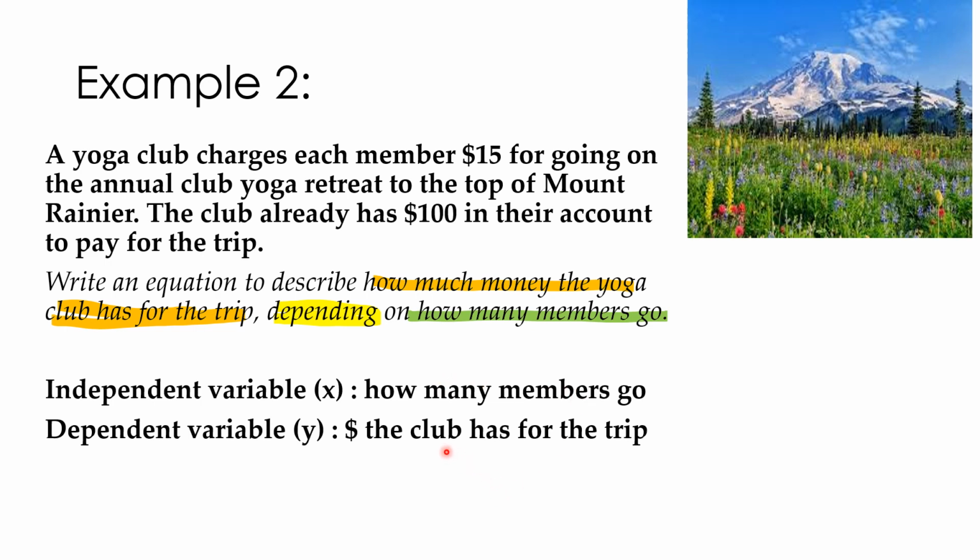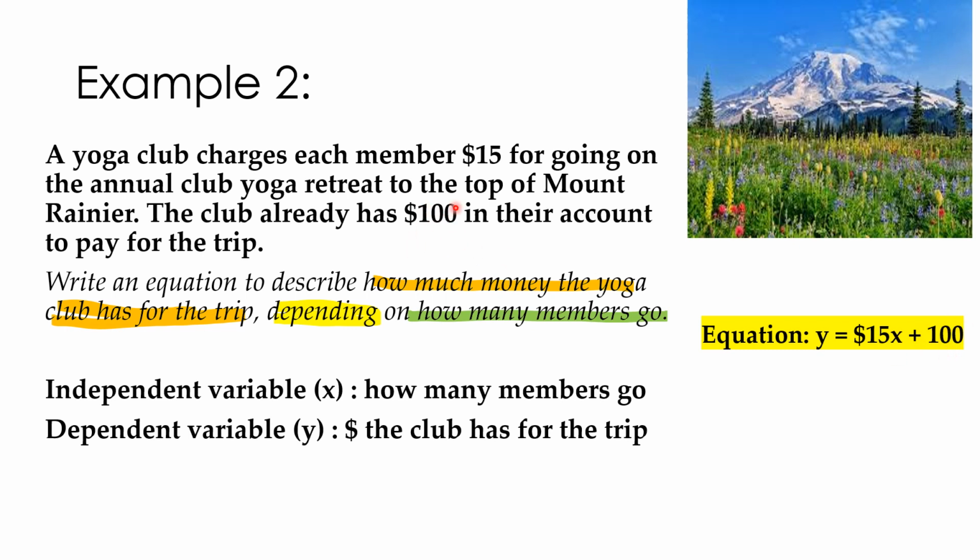If 5 members go on the trip, you're not going to have as much money as if 100 members go on the trip. So here's an interesting thing though. When we write this equation, we know that we're going to have $15 for every member, but then we have this extra $100 amount in their account. So when I write my equation, I'm always going to start with y equals, but then I'm going to have $15 for every member. Because x represents members, I'm going to say 15 times x. So if 1 member goes, that's $15. If 2 members go, that's $30. But they also have this extra $100 in their account.